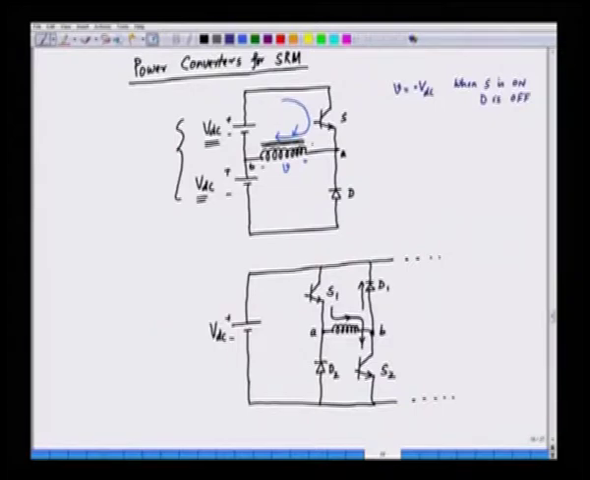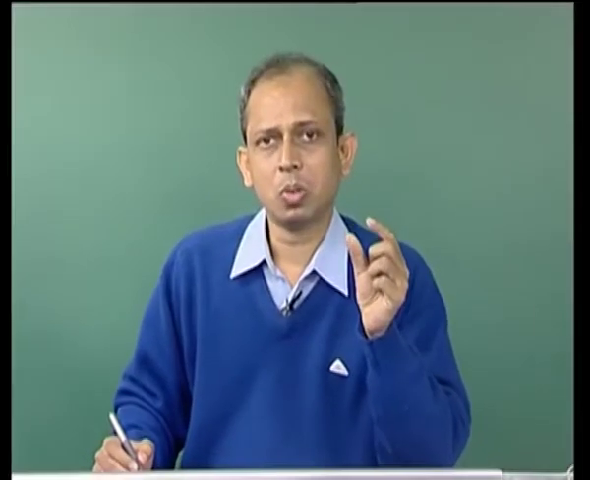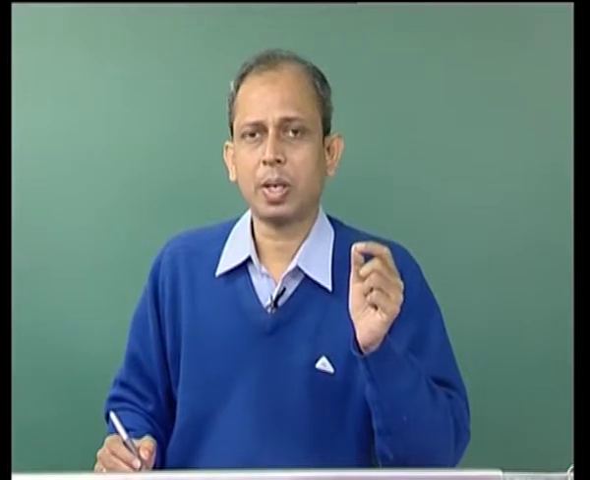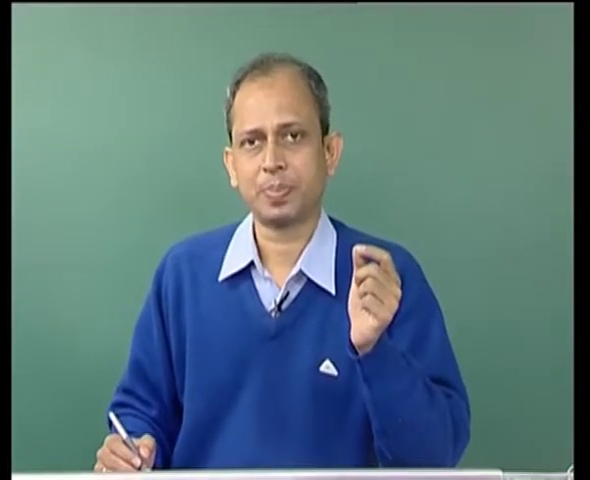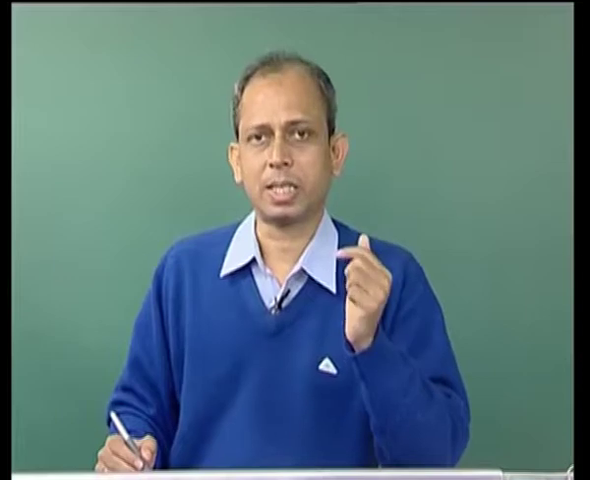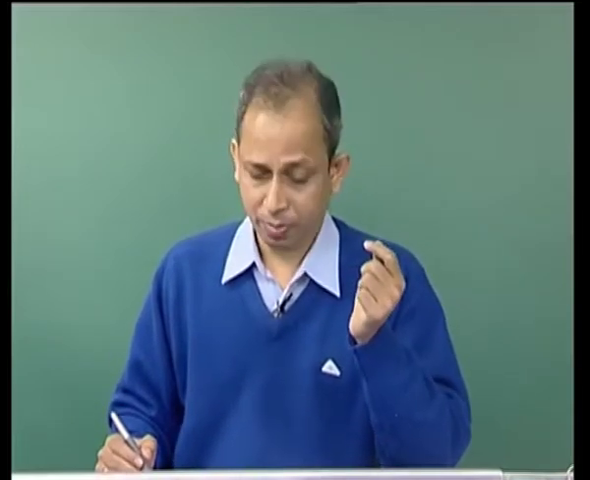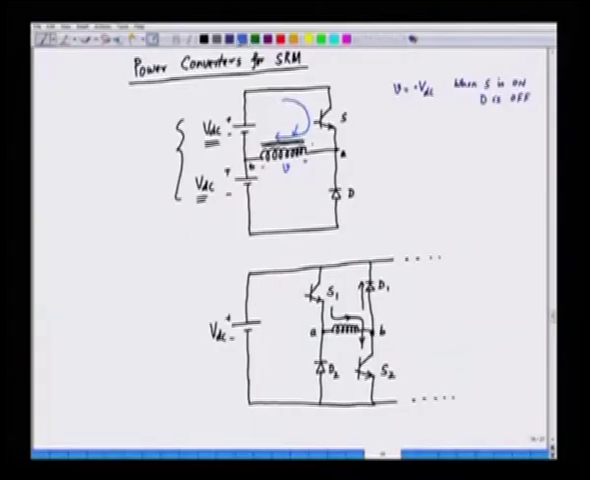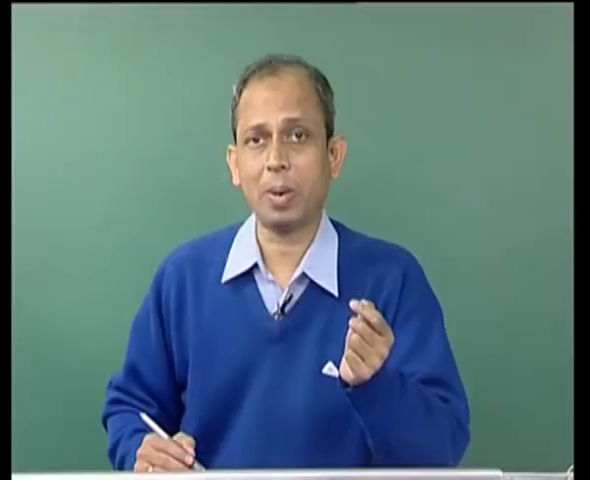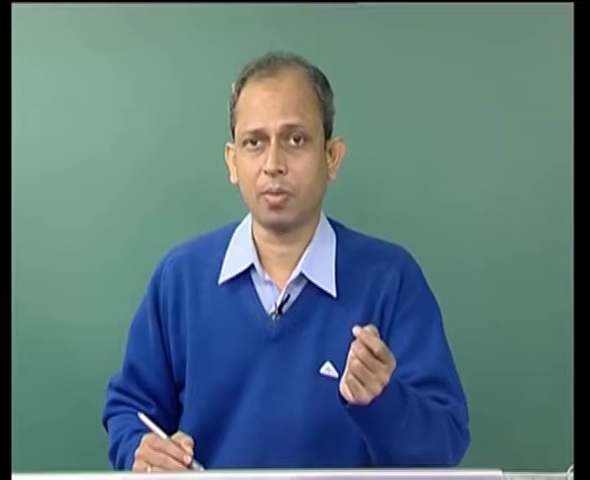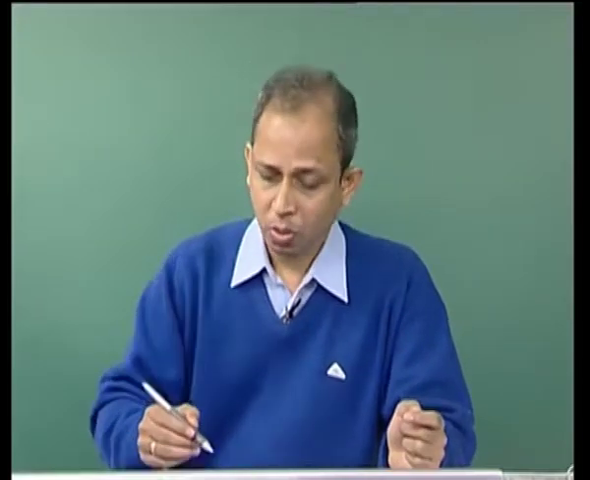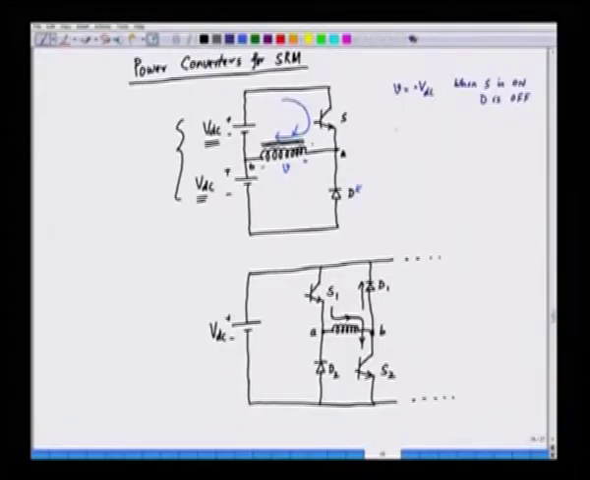So, we are able to apply a positive voltage to the winding by switching on S. S is a transistor switch, and when we switch on S, naturally the diode D will be reverse biased, and this automatically remains in the off position. And then if we want to apply a negative voltage, we switch off the switch S.